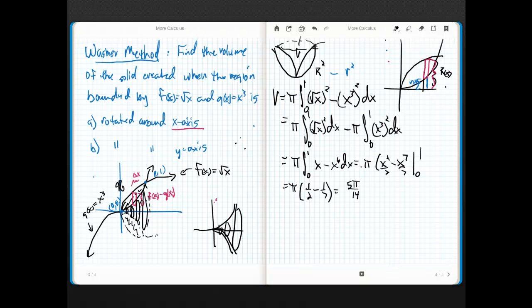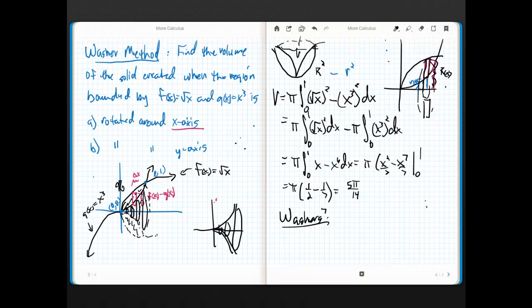Now, let's think about something for just a sec, because I want to make sure everybody understands this. Why is this called the washer method? Why are we talking about washers? Well, if I take this little sliver and I go through 360 degrees, can you see that what I'm going to get is a washer looking thing.